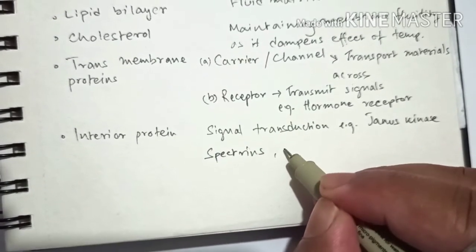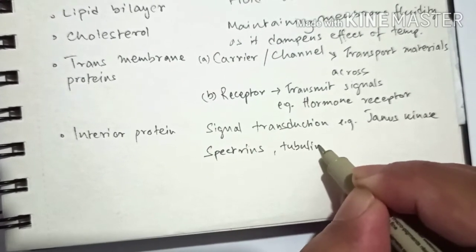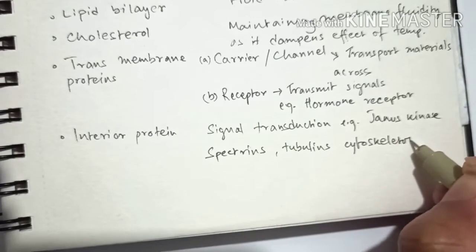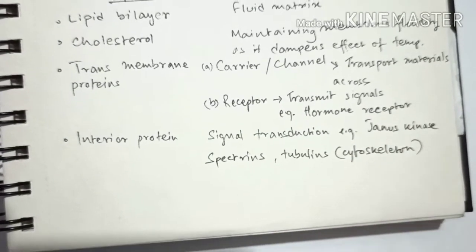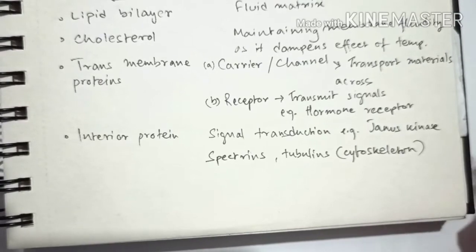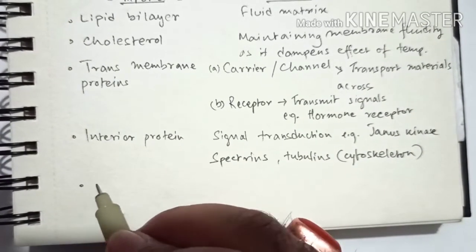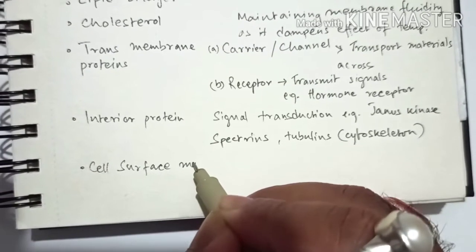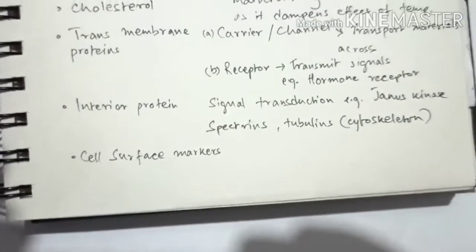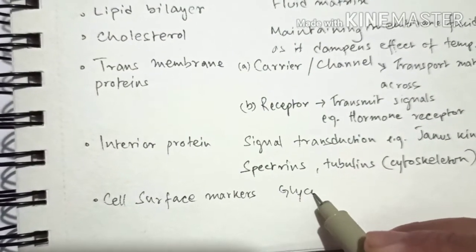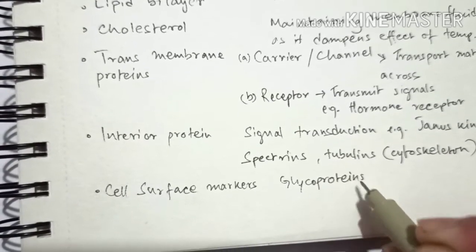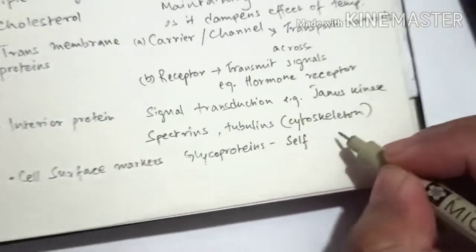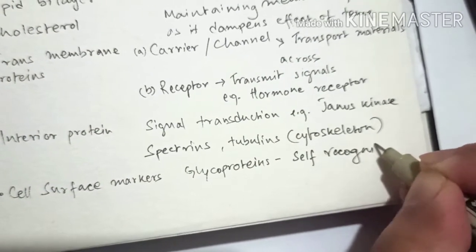Alongside this, there are proteins like, for example, the spectrins, or say tubulins. They help form the cytoskeleton, so just integrity of the cell. Finally, we can say there are two most important things, which are the cell surface markers. For example, the glycoproteins. The glycoproteins have a very important task of self-recognition.